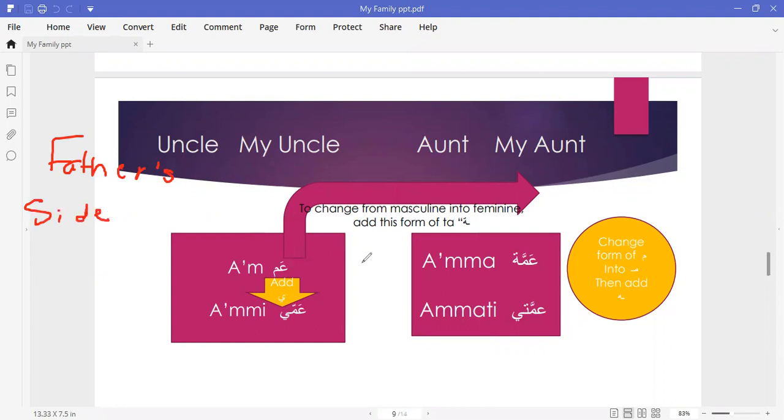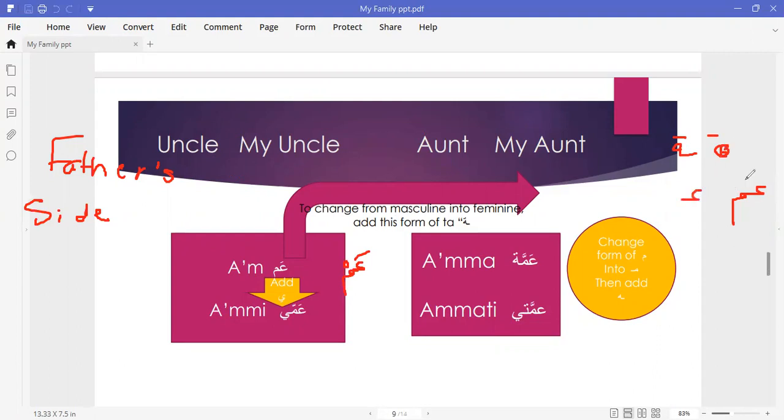Let's read it. This is a, okay? A, then ma with sukun: am. In general, it's am. Let's change this uncle, am, into the feminine to become an aunt, but from the father's side. What do I add to am? I add ta marbuta. Okay, this is am. We should add either this ta marbuta or this ta marbuta. This one is used for the connected, and this one is used for the letter that is separated from the letter before it. This is a.